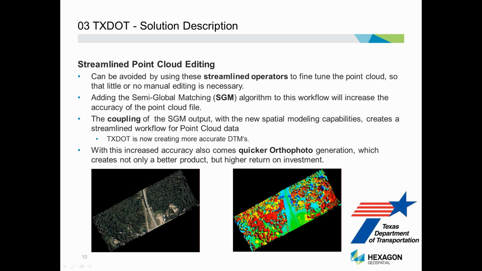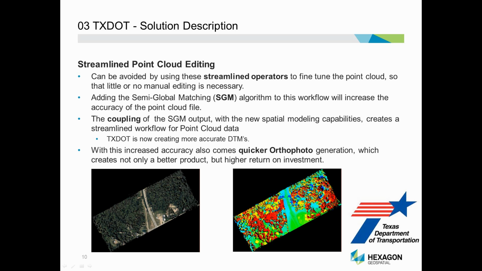So we can use these streamline operators to fine-tune the point cloud so that little or no manual editing is necessary. By adding the semi-global matching algorithm to this workflow, it increases the accuracy of the point cloud file to begin with. So first of all, they're starting with a much more accurate point cloud file using the semi-global matching algorithm, and then using the spatial modeler to fine-tune the editing, using a classified point cloud and that kind of thing. We'll step through that here in just a minute.